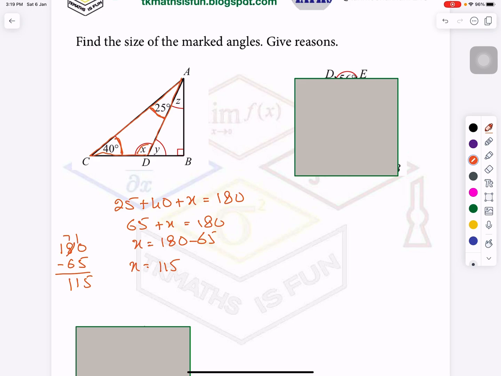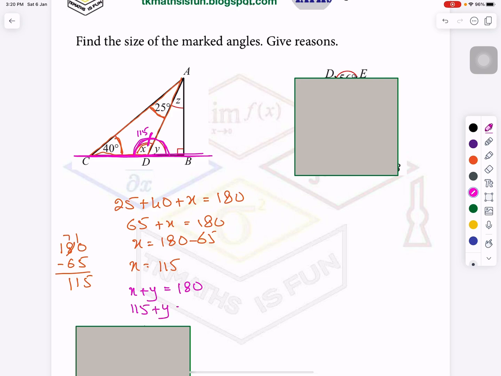Now what should I do? Remember the property. Yes, this is a straight line, CDB. So this angle equals 180. So if I know one of the angles, x, which is 115, y I can calculate easily. Why? Because x plus y equals 180. And x I have just found, 115. So to find out y, I can simply do 180 minus 115. Agreed? So 65. So this angle is 65 and that angle is 115.